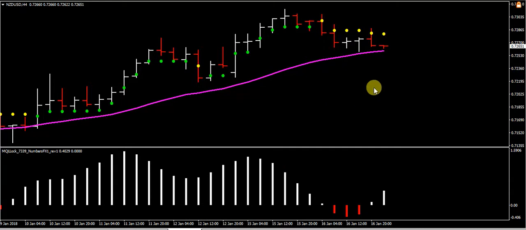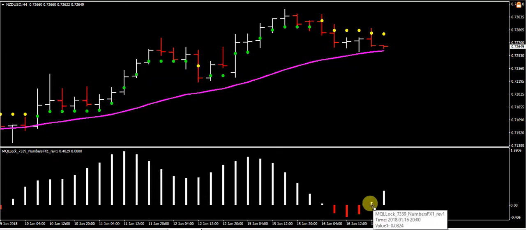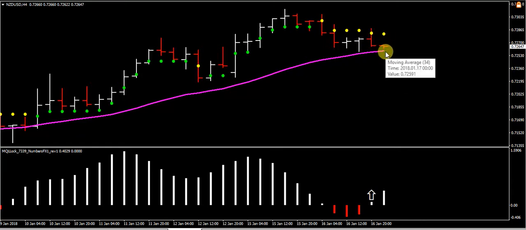New Zealand dollar USD. Okay, so again we've got this pullback. We've got our signal down here, but we haven't got that green dot. We haven't got a confirmation of a green dot. So hopefully maybe on the next one at the end of this session we might get that, and then we can make use of this uptrend.